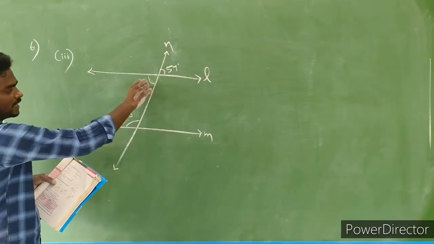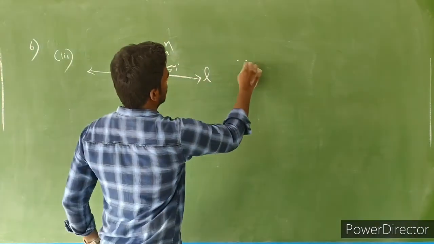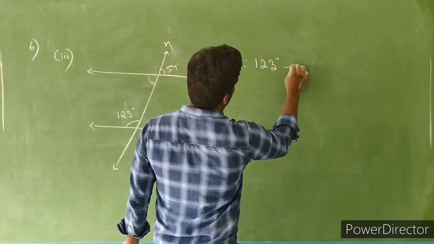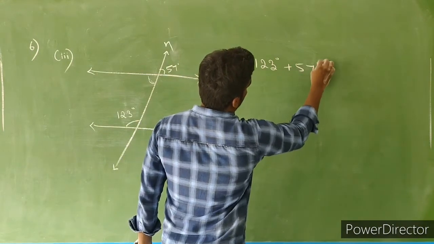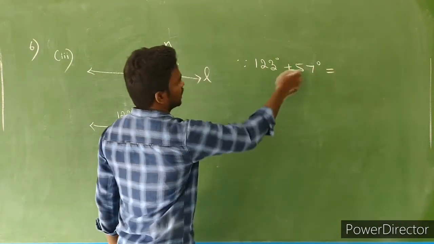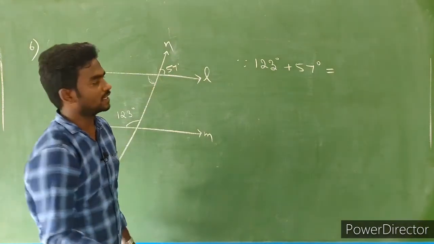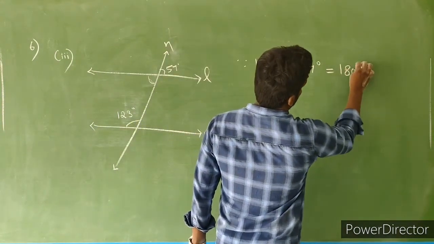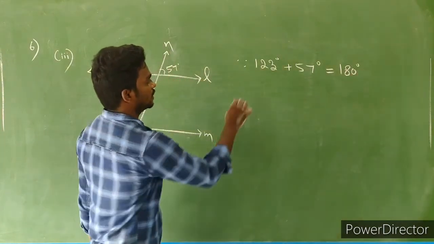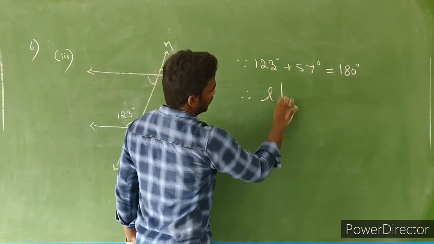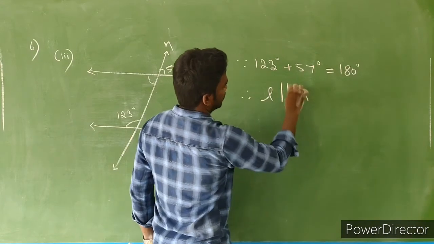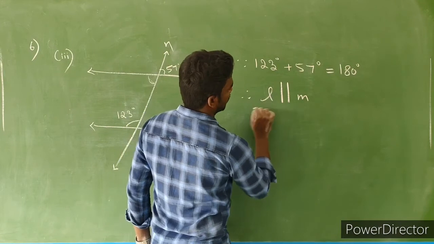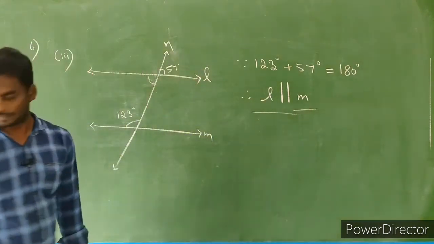So the sum of interior angles on the same side of the transversal: since 123 degrees plus 57 degrees, 120 plus 50 is 170, and 3 plus 7 is 10, so 180 degrees. So the sum of these two angles is 180 degrees. Therefore line L is parallel to line M. This symbol is the parallel symbol.